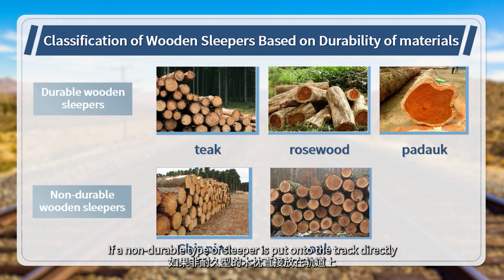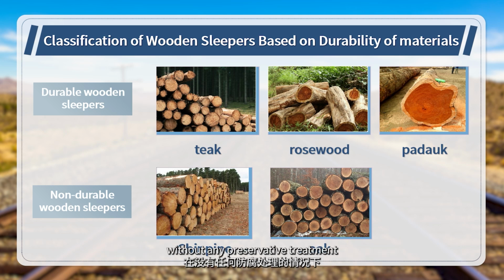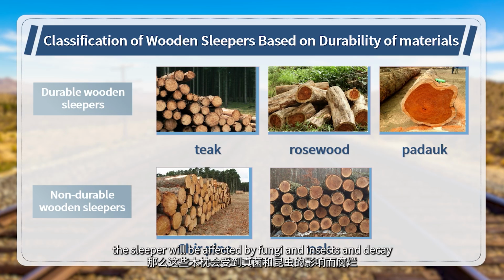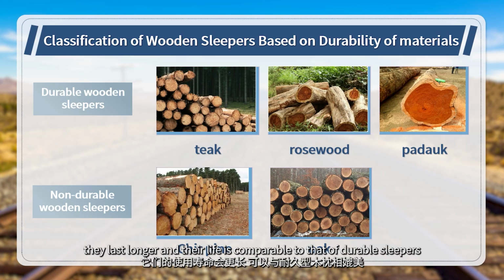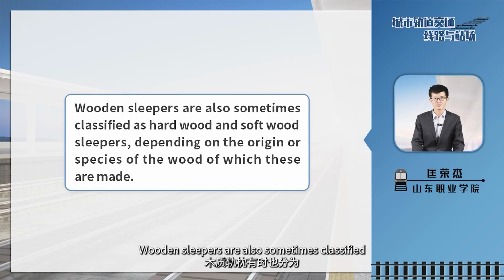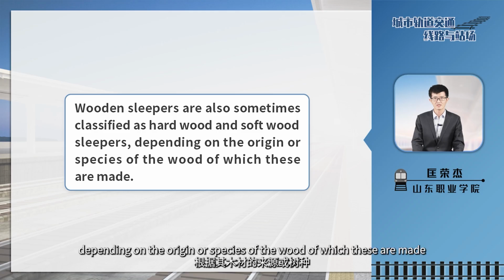If a non-durable type of sleeper is put onto the track directly without any preservative treatment, the sleeper will be affected by fungi and insects and decay in a very short time. But if such sleepers are treated before use, they last longer and their life is comparable to that of durable sleepers. Wooden sleepers are also sometimes classified as hardwood and softwood sleepers, depending on the origin and the species of the wood of which these are made.